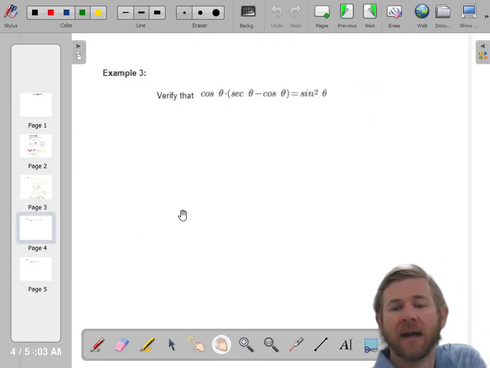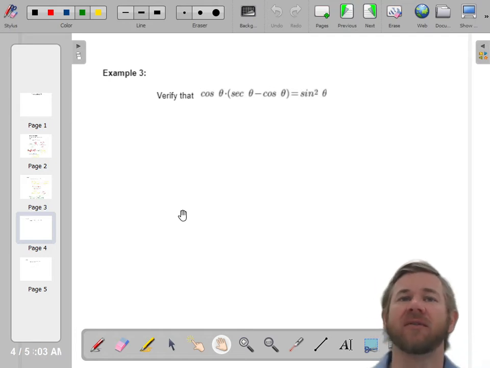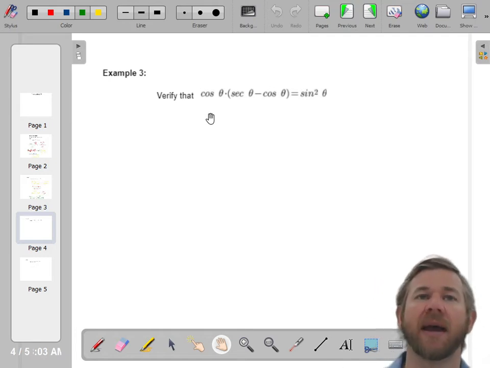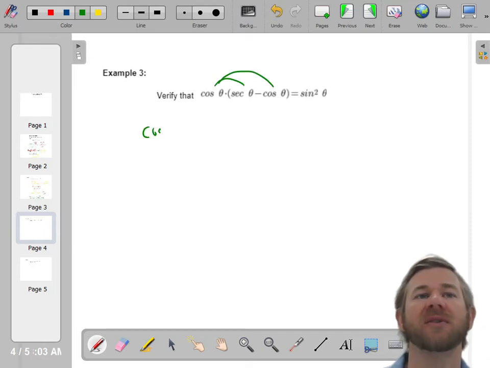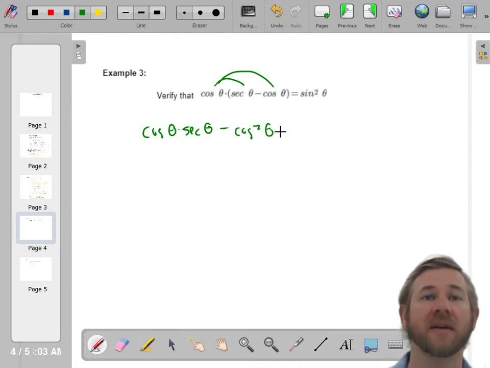A couple more. Again, look at which side looks more difficult. Which side has things you could try? The left side, I could probably distribute. So let's do that. Let's distribute. We'll do cosine of theta times secant of theta minus cosine times cosine is cosine squared theta.